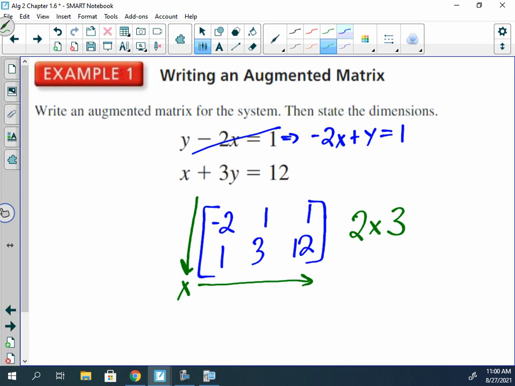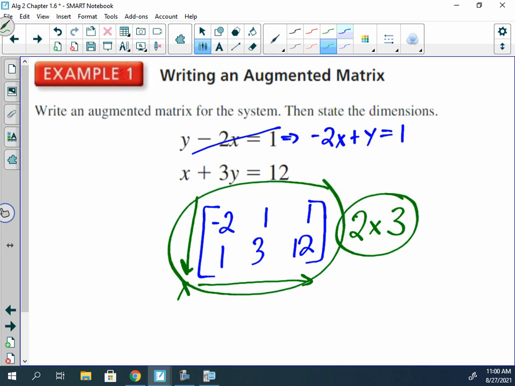Well, we've got a top row, we've got a bottom row. Columns are the ones that go up and down. And I have three of them, so the dimensions is 2 by 3. Our augmented matrix is this here.